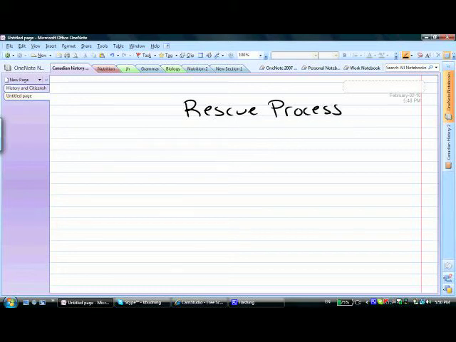So when you're rescuing someone, the first thing you're going to want to do is start off with, obviously, your ladder approach. Now, as you guys know, ladder approach consists of talk, throw, reach, extend, row, go, tow, carry.